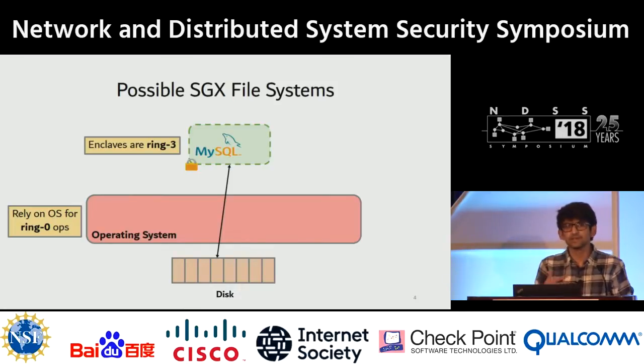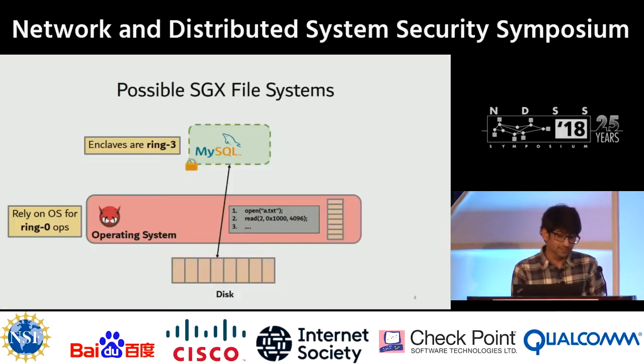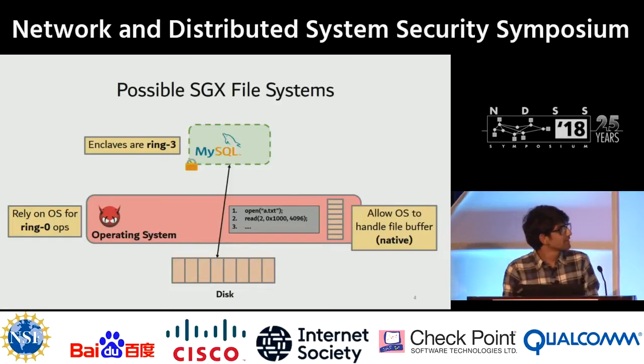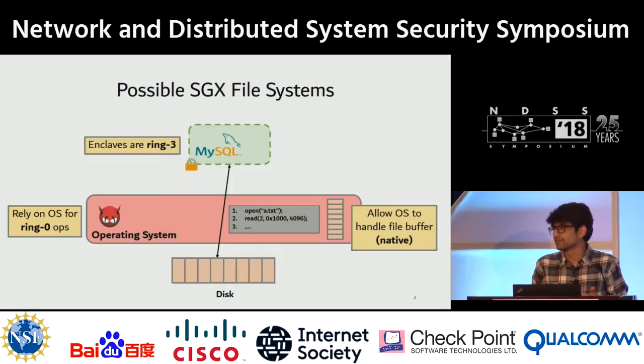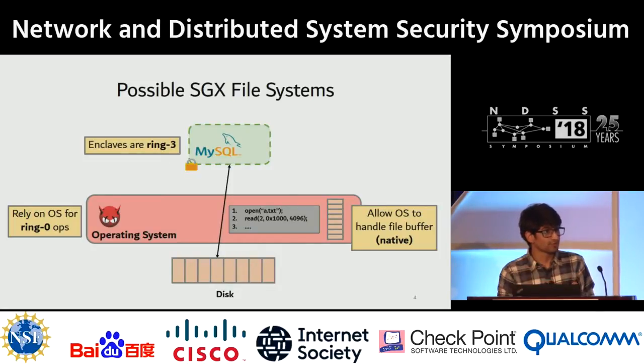But within the SGX threat model, the operating system is untrusted. If you have a native file system like a regular program, the operating system simply knows what file you're trying to access, and what file offset within the file you're trying to access. I hope everyone can see that this is a security threat right there.